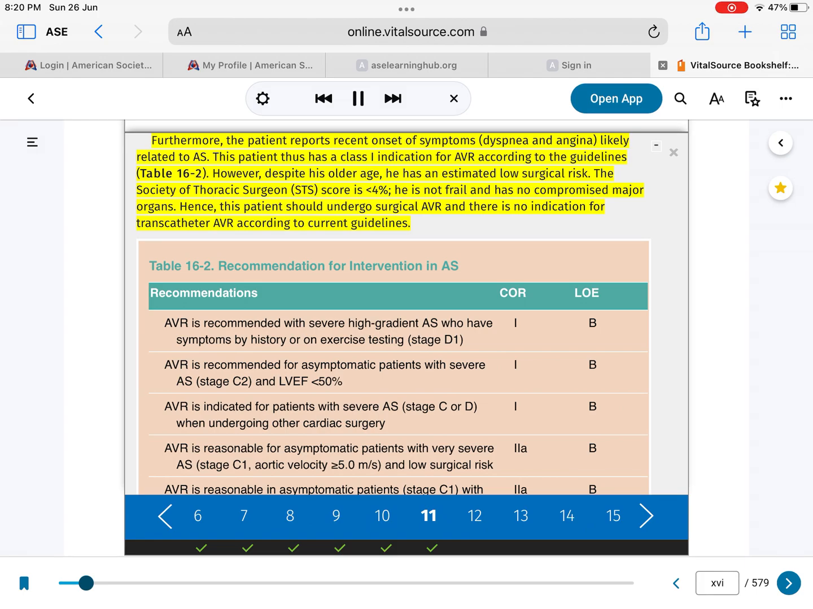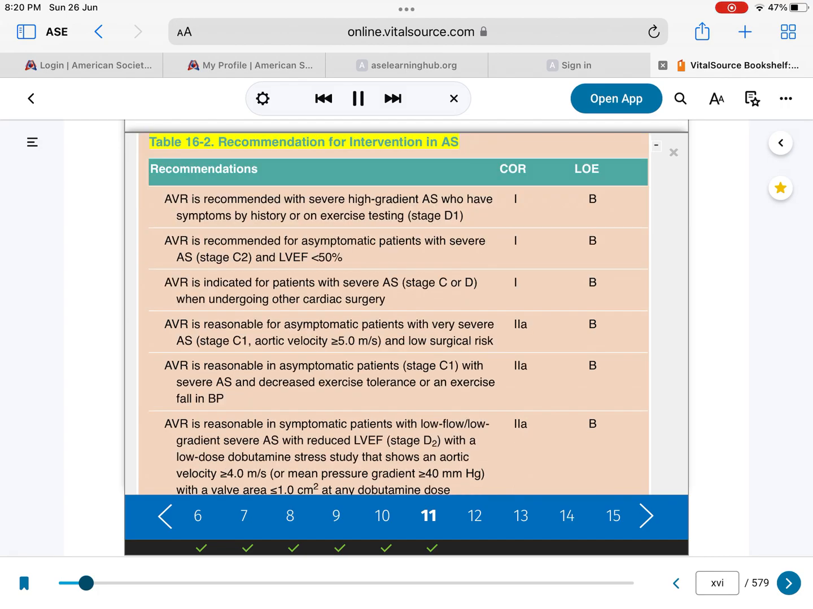Table 16.2. However, despite his older age, he has an estimated low surgical risk. The Society of Thoracic Surgeons (STS) score is less than 4%. He is not frail and has no compromised major organs. Hence, this patient should undergo surgical AVR and there is no indication for transcatheter AVR according to current guidelines.